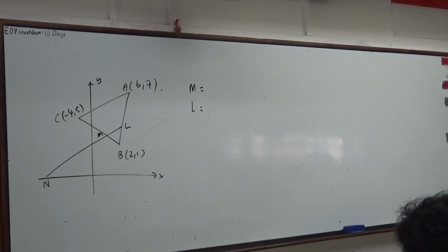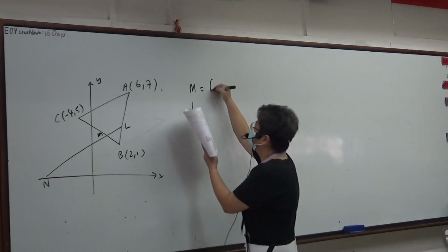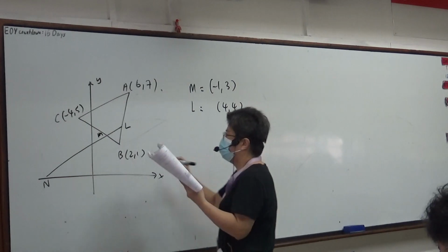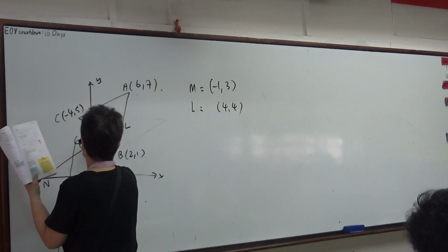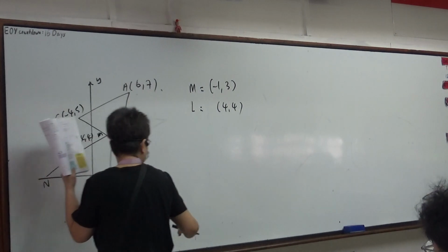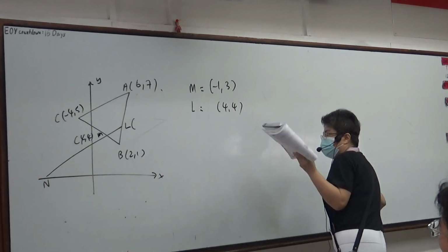M will be (negative 1, 3), and L will be (4, 4). So this guy is (4, 4). This guy is what? I wrote the other way around. M is what?